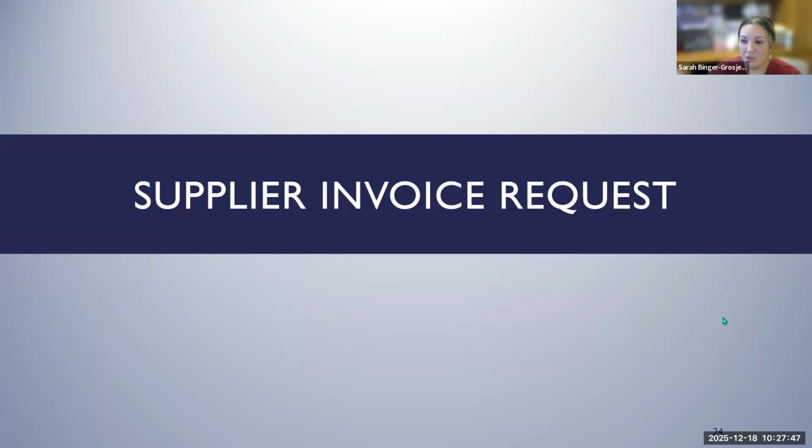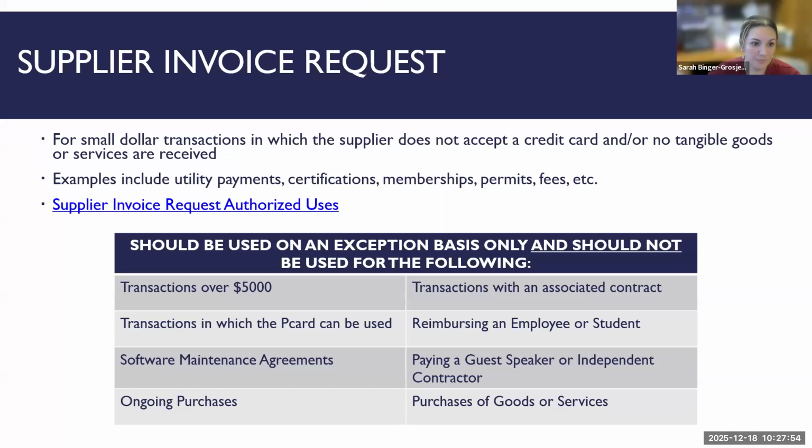All right, so moving on to one of the first options for procurement, which is the supplier invoice request, or SIR. We recommend using SIRs for any small dollar transactions where the vendor doesn't accept a P card and or no tangible goods or services are being received. An example would be utility payments, memberships, certifications, permits, fees. Those are all appropriate uses, and we do have a link to that in the knowledge base here.